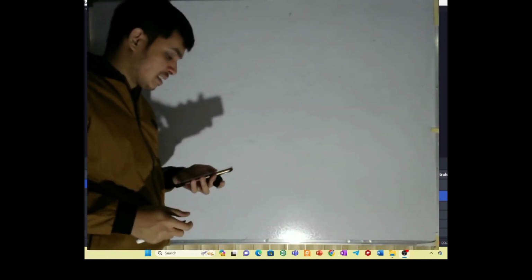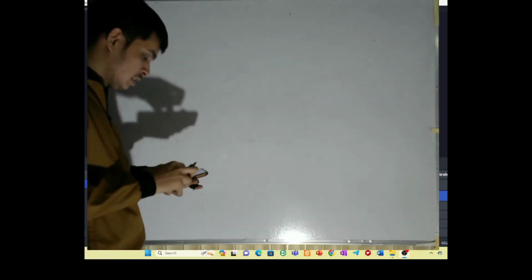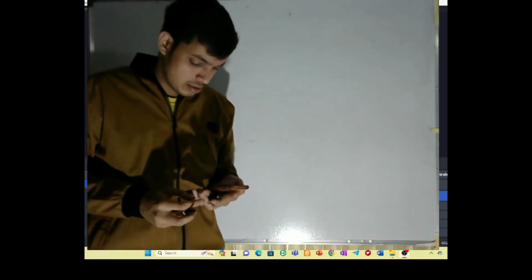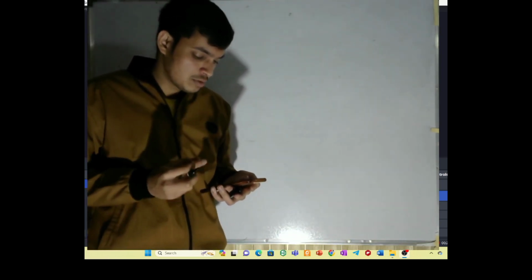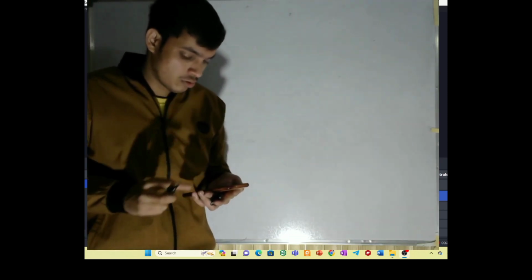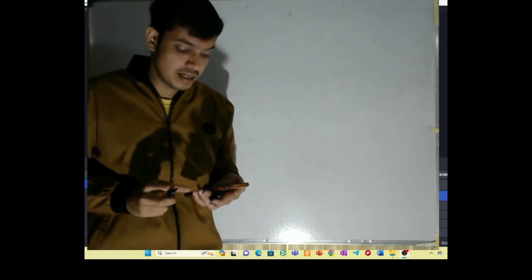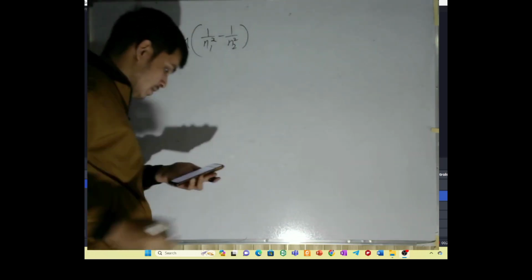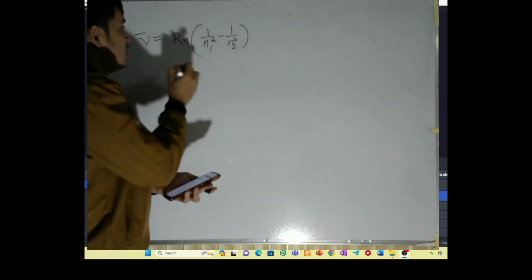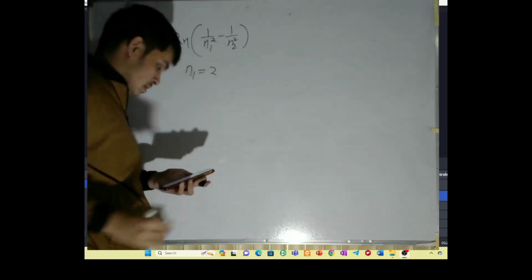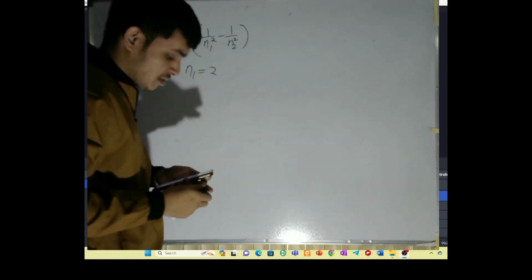Okay, so now I will discuss question number 7, that is about the Balmer series. In this question it is asking, among four given options, which one is the correct option. Okay, so the first option is the integer n1 is equal to 2. Let's see first, R_H (1/n1 squared minus 1/n2 squared). Here in the first option it is asking whether the integer n1 can be 2 or not. So see what happens.